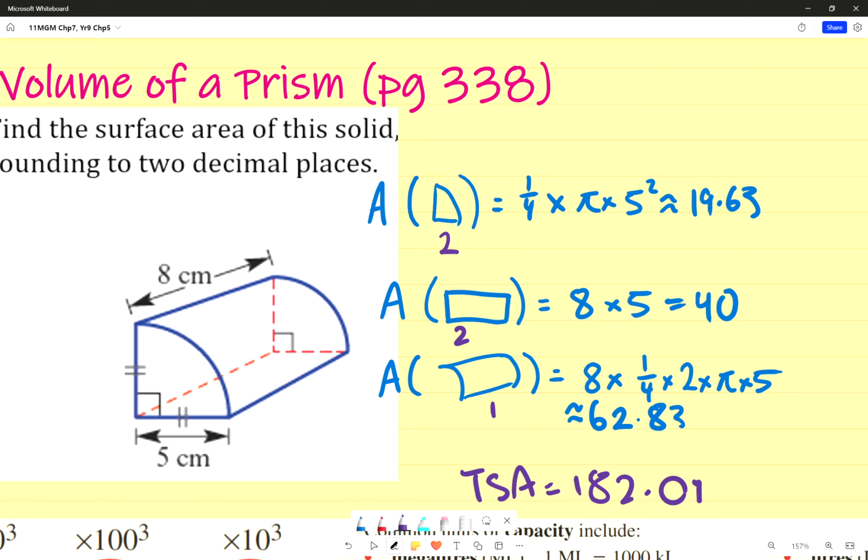Is that coming up now? Lovely. Alright, so a total of 182.09. Don't forget it is centimeters and it's an area we're looking for, so centimeters squared.